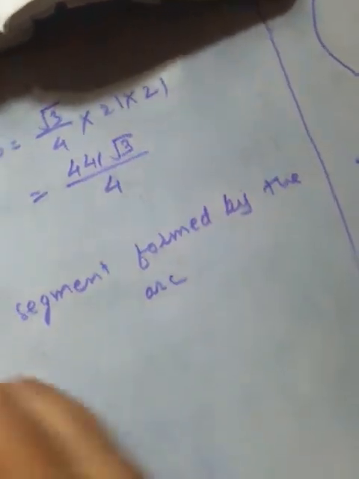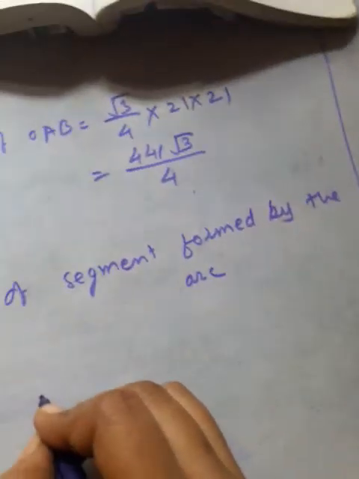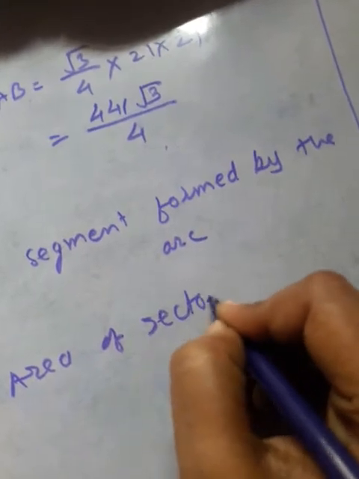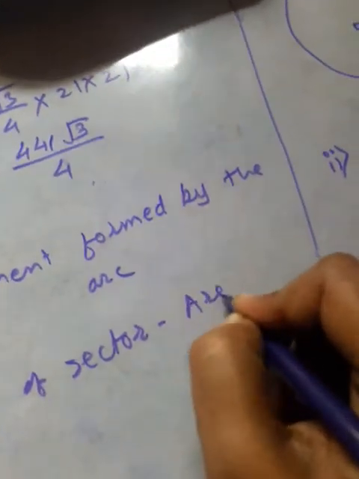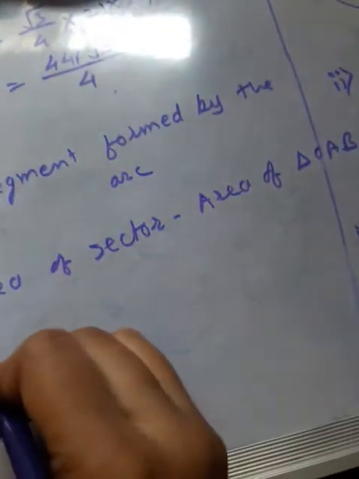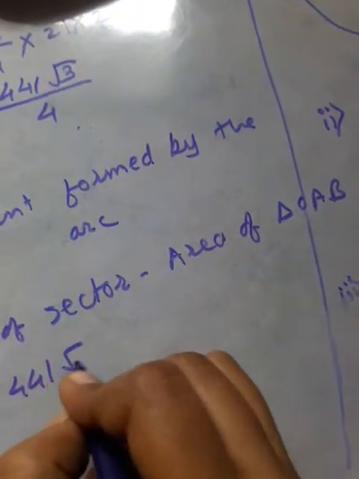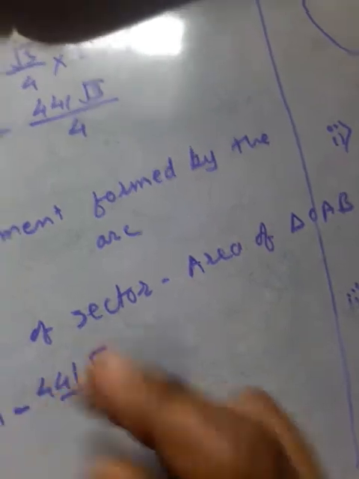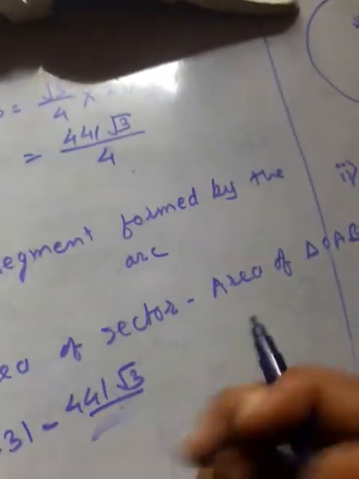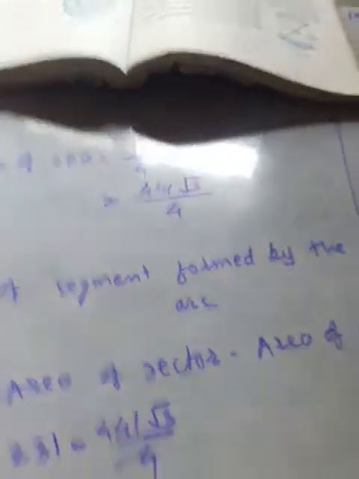Okay, so area is area of sector minus area of triangle OAB. Area of sector is 231 and area of triangle is 441 root 3 by 4. The value of root 3 is not given in this question, so no need to use it here. Okay, this is our final answer.